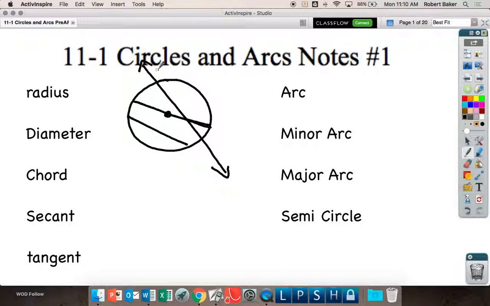And then a tangent. Y'all know what tangent is. Nope. It's no longer a trig tangent. Now it's a circle tangent. A circle tangent is a line that intersects a circle at one point. So it's like a secant, but it's outside the circle. A chord is edge to edge.